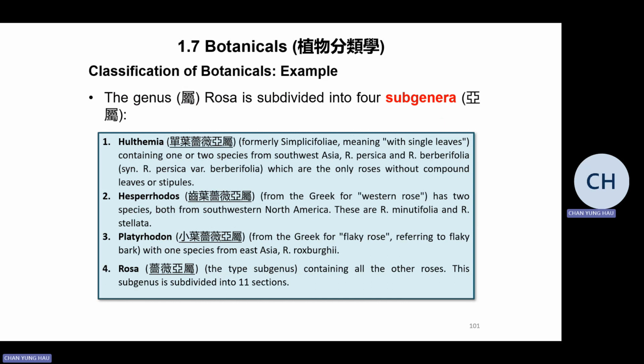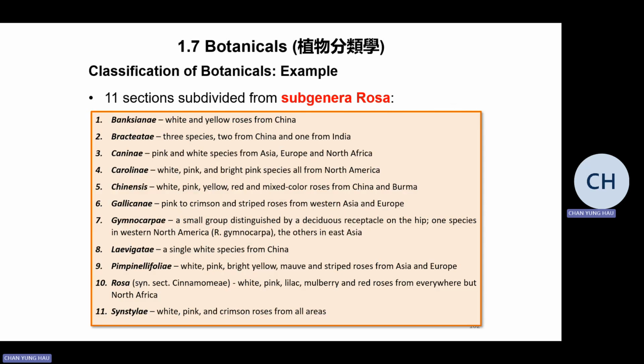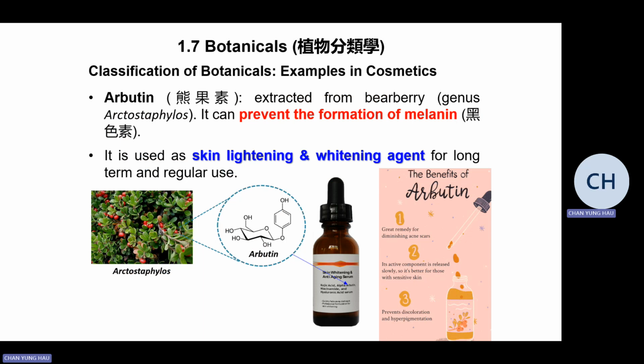And then the rose is further divided into the subgenera. This is more difficult. For example, this is an example of the classification. So let me tell you some examples of botanicals that we commonly use in cosmetics.